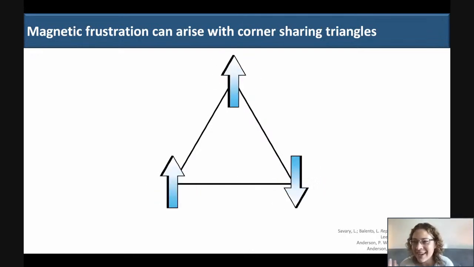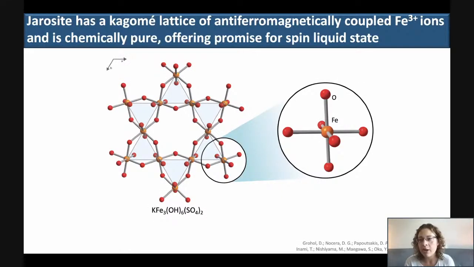We can say that they're unhappy, but there is no way that we can draw the lines such that every interaction is favorable. Now, in an individual triangle, you'll have a distortion, much like a spin Peierls distortion in 1D, where you effectively go from an equilateral triangle to an isosceles triangle. If you create a full lattice of these spins, then there's actually no way for the system to distort. And you have the potential for exotic ground states.